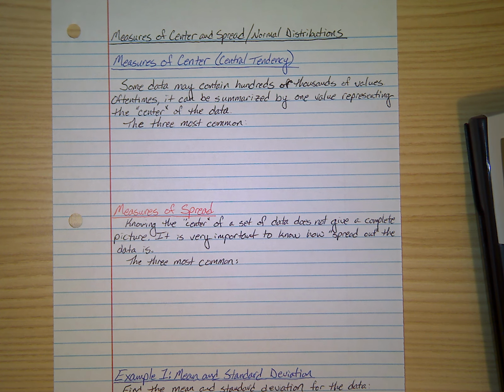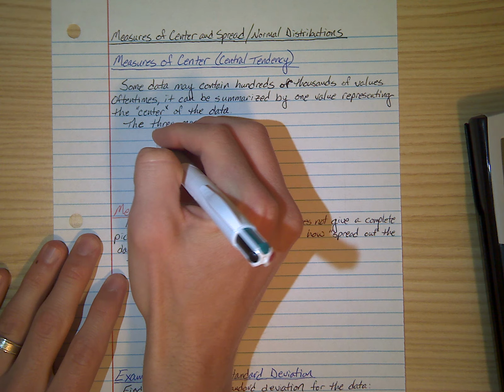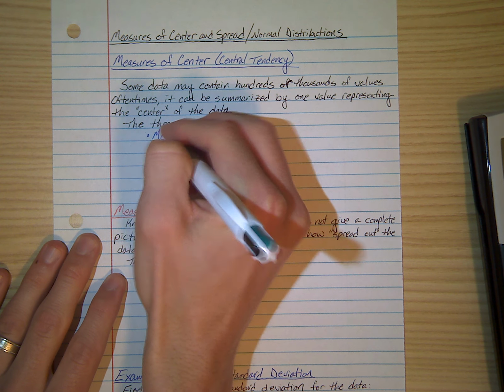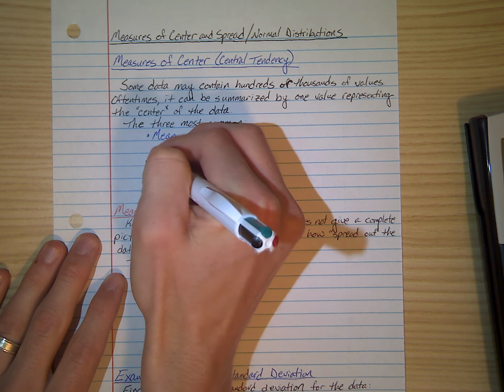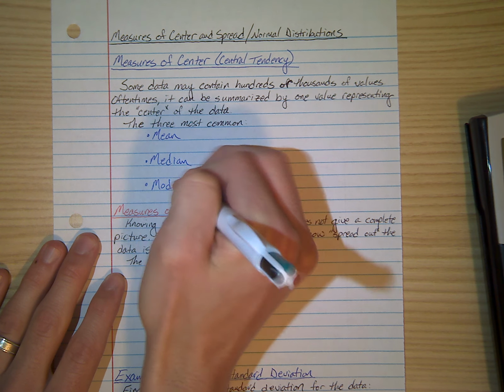So the very first thing I'm going to talk about is measures of center, or something called central tendency. We're dealing with data here, okay? So some data may contain hundreds or thousands of values, but oftentimes it can be summarized by one value representing the center of the data. Most often, you've heard of these very commonly. The three most common are mean, median, and mode, okay? The three M's.